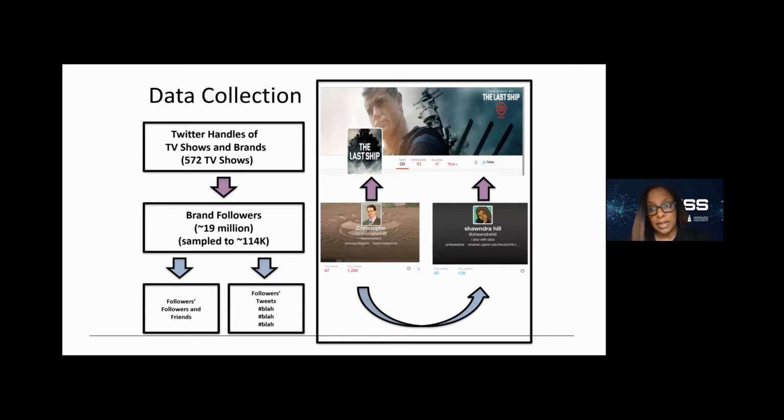The telecom data had to be internal to the company to get access to it. But with Twitter data through an API, I was able to put in Twitter handles of TV shows and brands, and then for those TV shows and brands, collect all of their followers, and for those followers, get their followers, and then for all of these users, get all of the text that they had posted to Twitter.